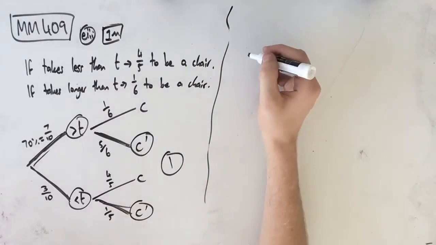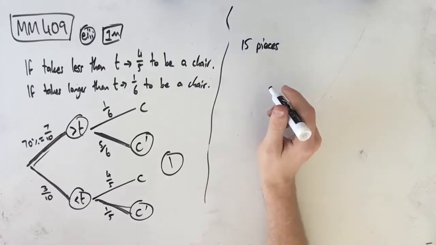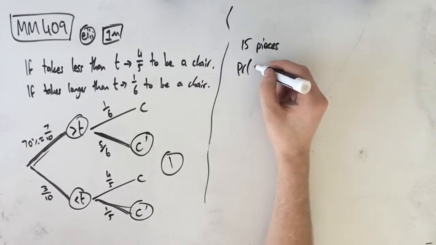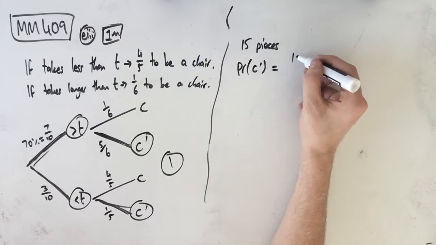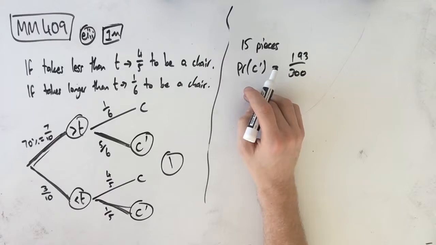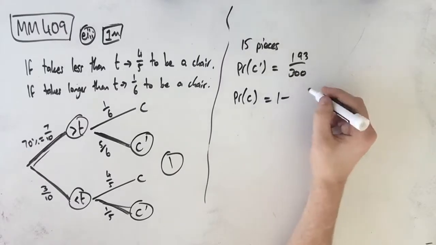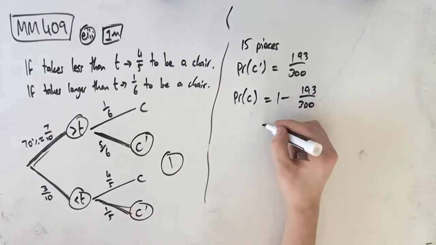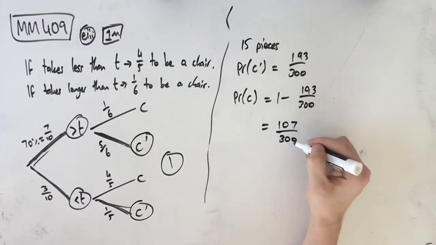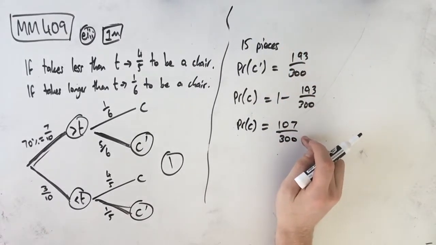Alrighty, so a random sample of 15 pieces of furniture is chosen. What is the probability that at most 7 of them are chairs? Alright, so we found out in the previous question that the probability that a piece of furniture is not a chair is 193 on 300, okay? But this time we're looking for the probability that at most 7 of them are chairs, right? So the probability that it is a chair is going to be 1 minus the probability that it's not a chair, okay? Which gives us 107 on 300. Now this is the probability that one of them is a chair. Okay, so we haven't dealt with this 15 yet.